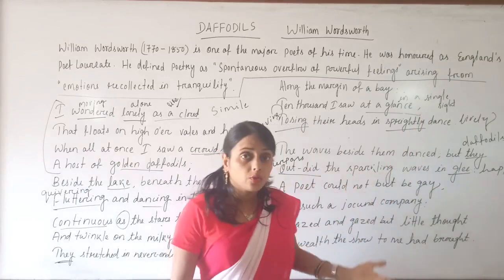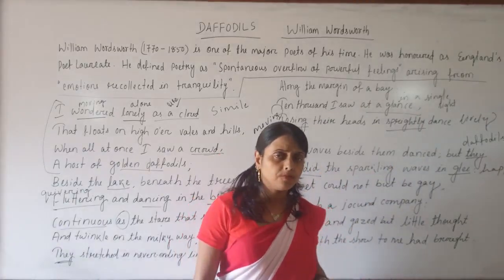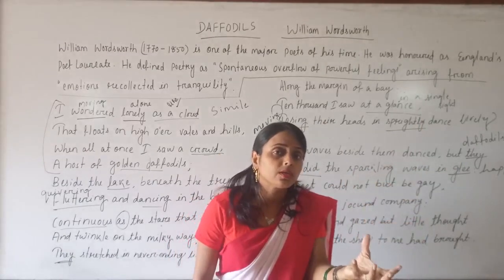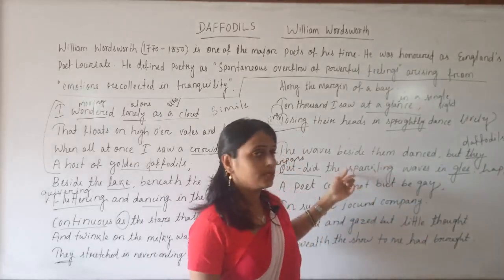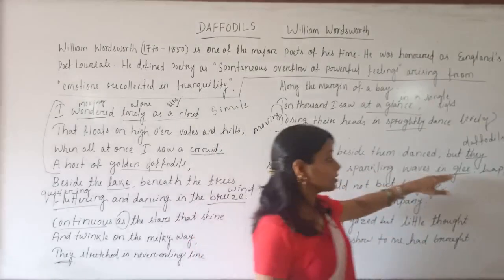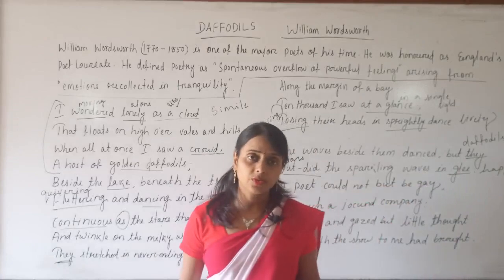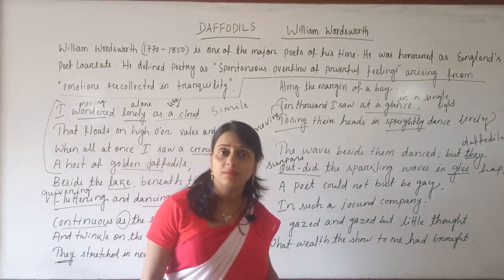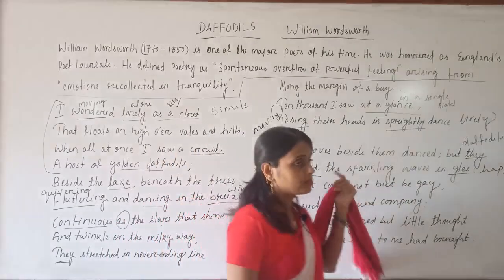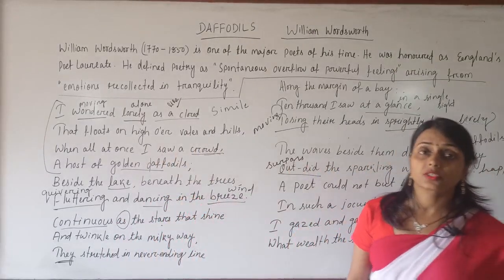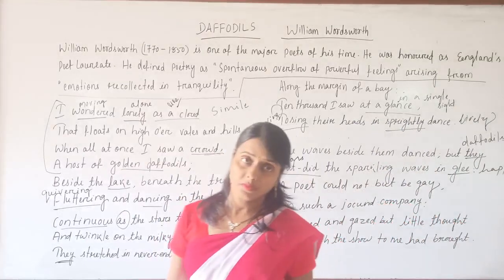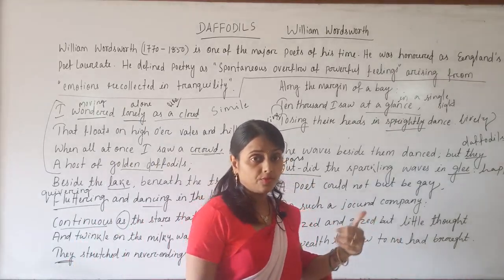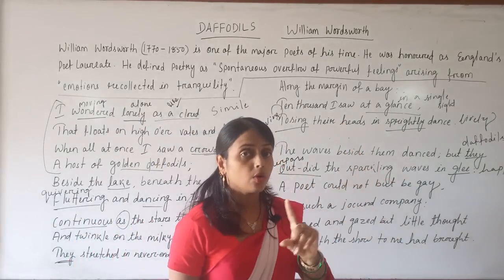Now you can ask how the waves are sparkling. I told you previously that when the sunlight is falling on water, it gives a twinkling expression, it shines. So that one is being mentioned here. The sparkling waves in glee means happily, but the daffodils were dancing. The waves are also dancing, but if there is a comparison between the dancing of the daffodils and the dancing of the waves, then definitely the dancing of the daffodils is going to win and the dancing of the waves is going to lose.